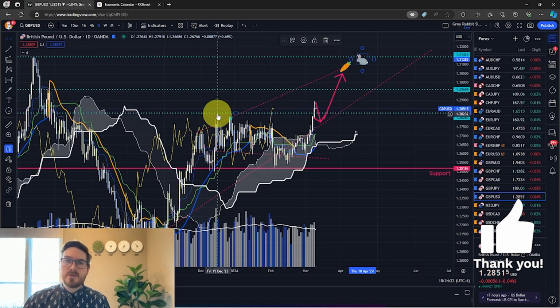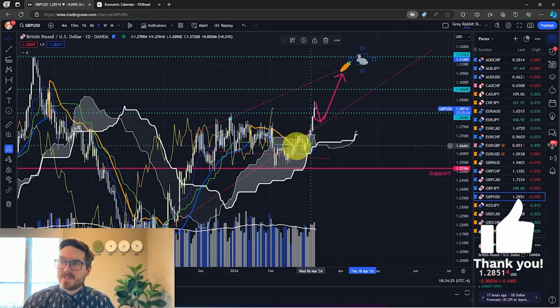I got this marked blue. So look over the next few weeks, we could be seeing that happening. But right now we got an inside bar forming. So we got to look for the retracement first.